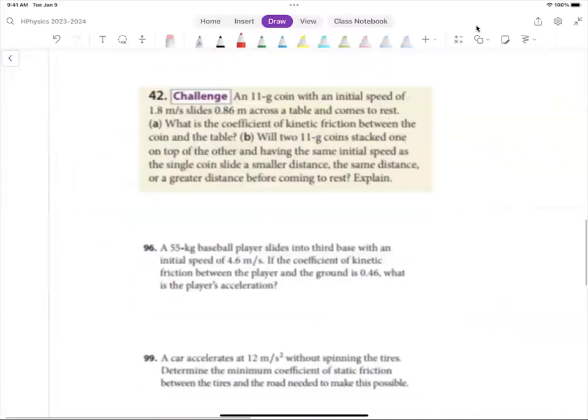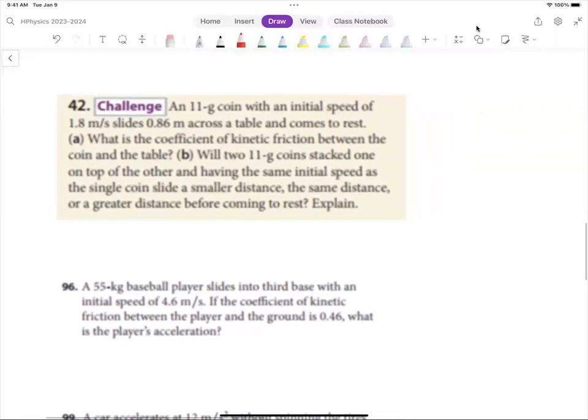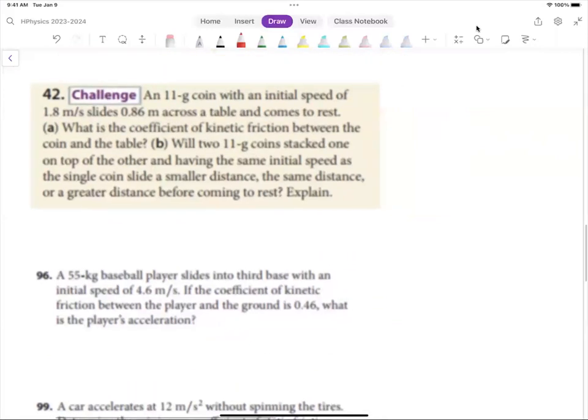Okay. I have an 11 gram coin with an initial speed of 1.8 meters per second. It slides 0.86 meters across the table. I'm probably going to run out of room on this. I'm going to work it off to the right. Okay. And then it comes to a rest. A, what is the coefficient of kinetic friction between the coin and the table?